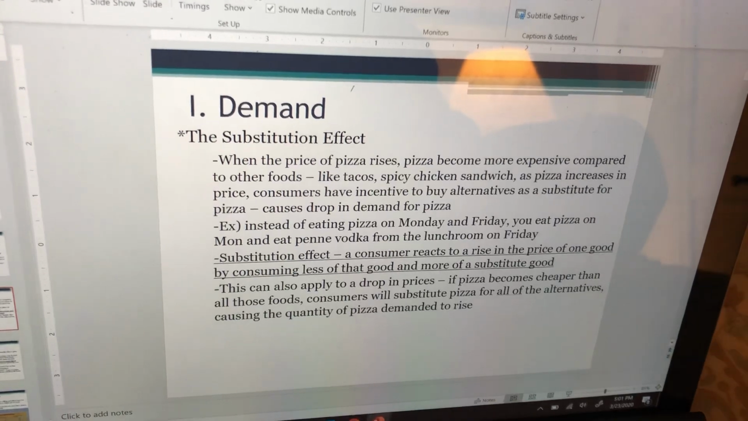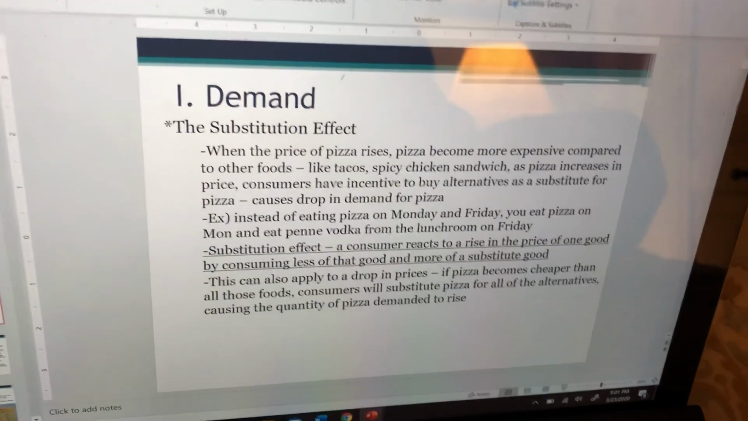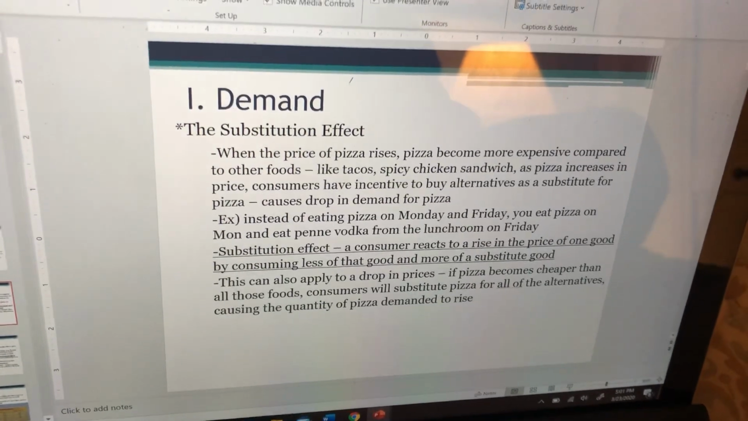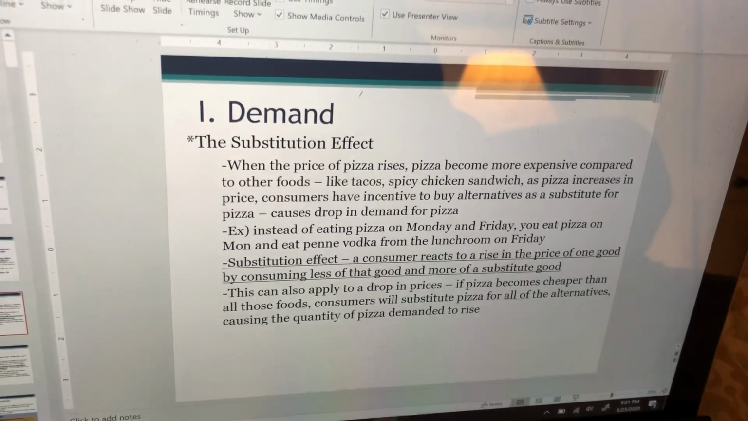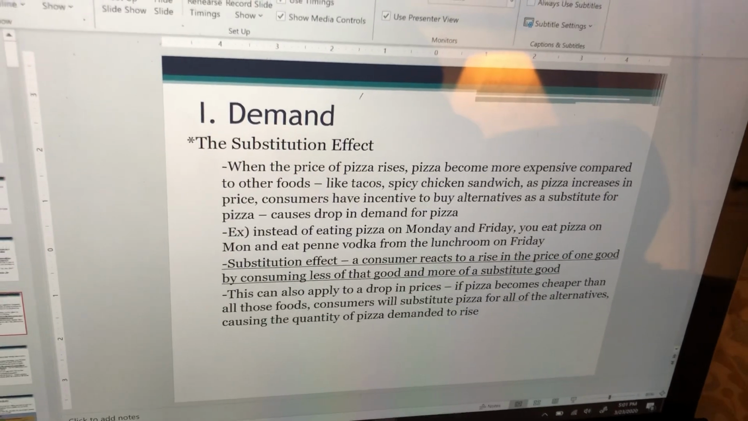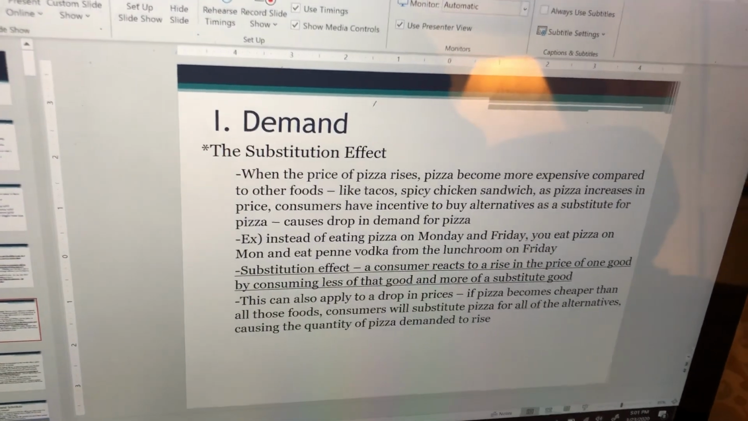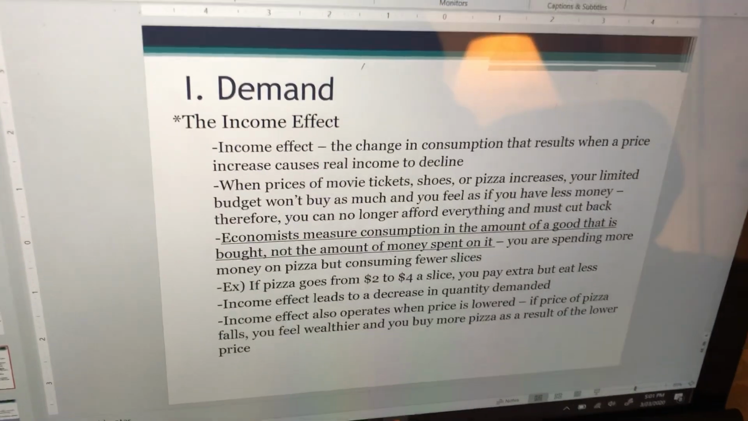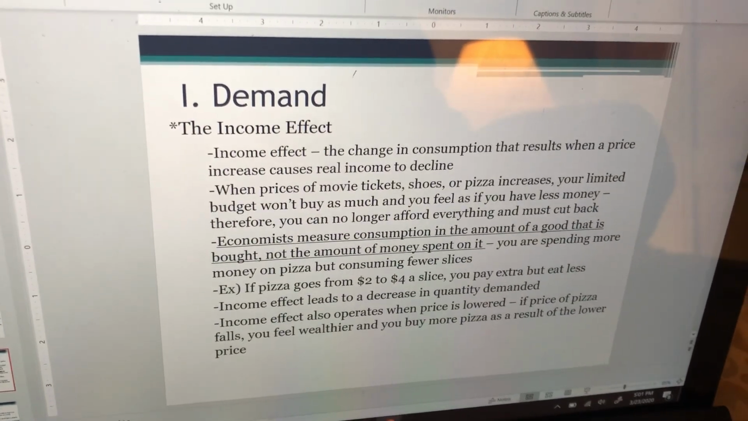So if pizza becomes cheaper than all those foods, if pizza is $1 a slice, I bet a lot of girls would buy pizza at lunch, because people will demand pizza at $1 a slice. So remember, the lower the price, the more the demand. Okay? The income effect is the second thing we're going to talk about today.